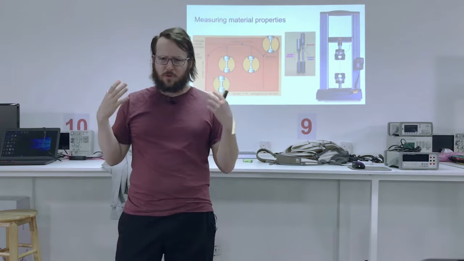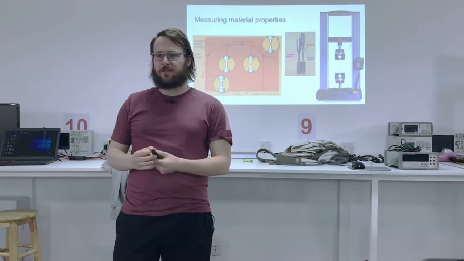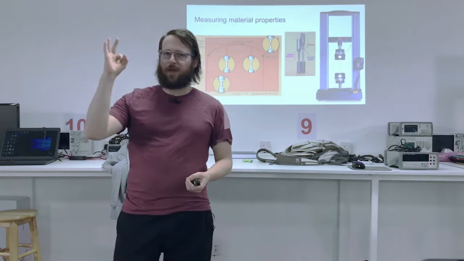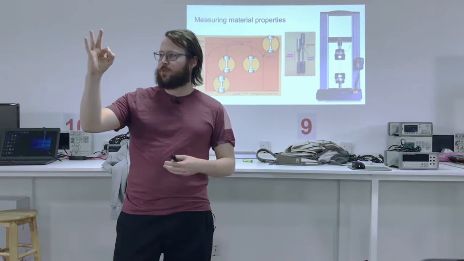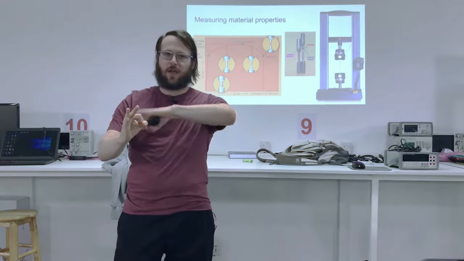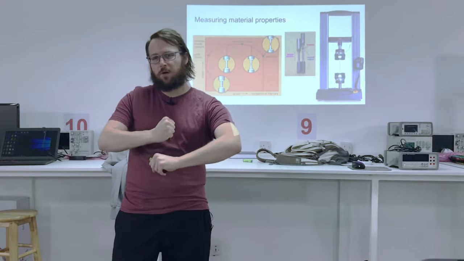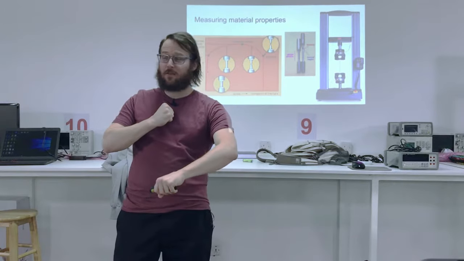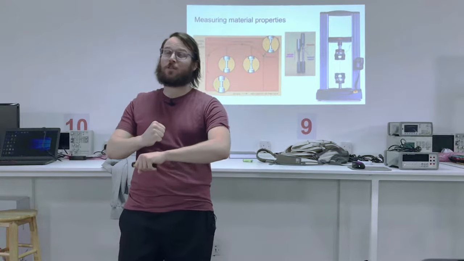So the way that we kind of look at this stuff is the strength per cross-sectional area. So, you know, if you have a piece that's 15 millimeters in diameter, then that has a certain area to it. And if you were to pull on that piece, then you'd be looking at the tensile strength of the material. So that's the strength of the material in tension.